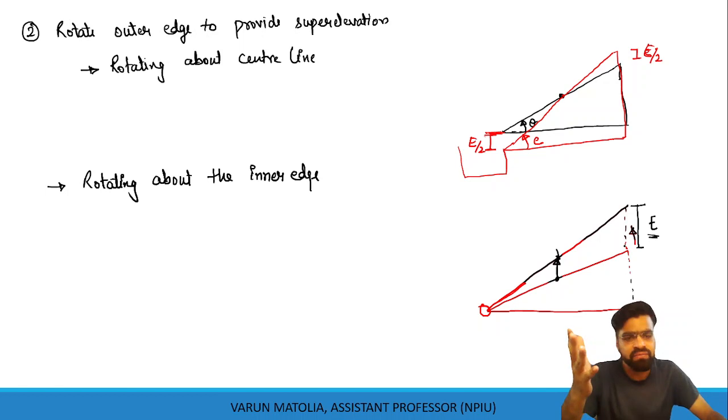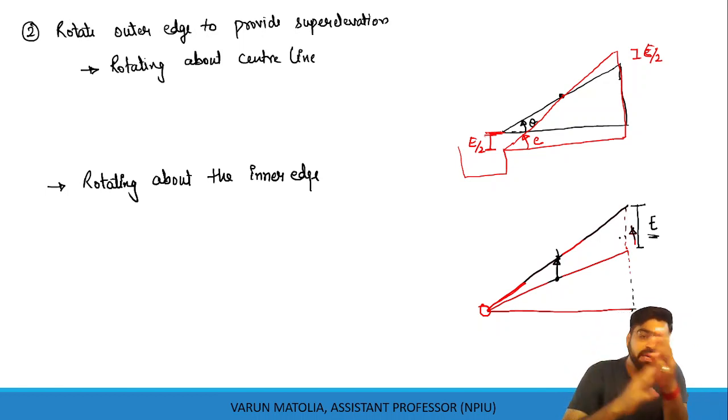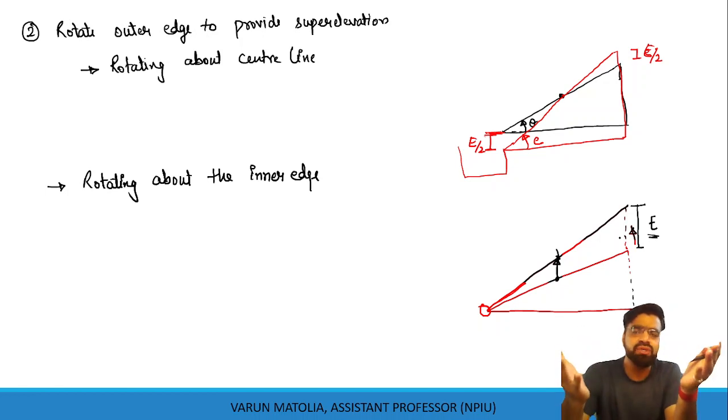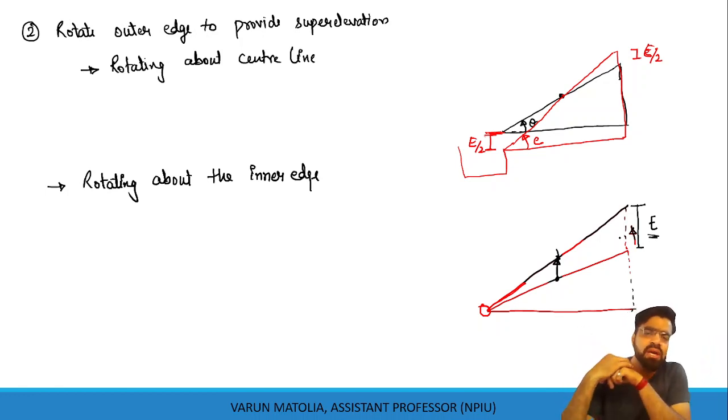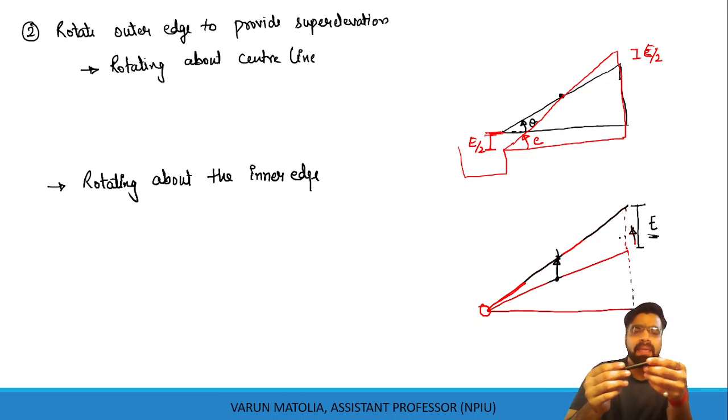What are the benefits of this? We eliminated the disadvantage we saw in the first case. How? By not depressing the inner edge. When we do not depress the inner edge, the problem due to drainage gets eliminated.